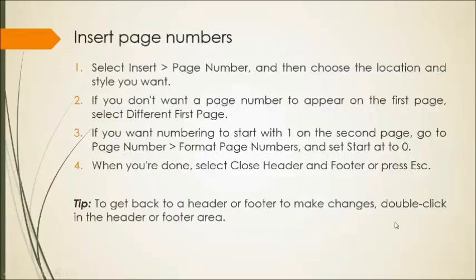Then how are we going to insert page numbers? Select Insert, then choose Page Number, and then choose the location and style you want. If you don't want a page number to appear on the first page, select Different First Page. If you want numbering to start with 1 on the second page, go to Page Number, Format Page Numbers, and set Start at 0. When you're done, select Close Header and Footer or press Escape. To get back to a header or footer to make changes, double click in the header or the footer area.